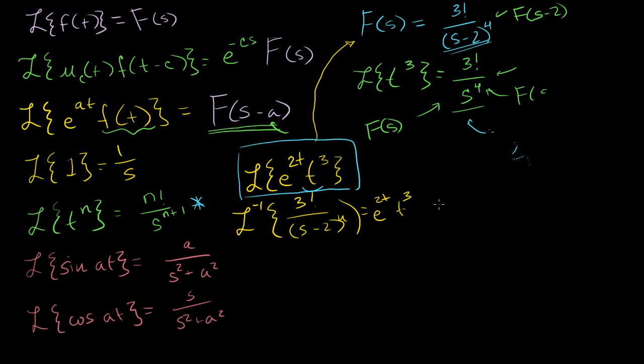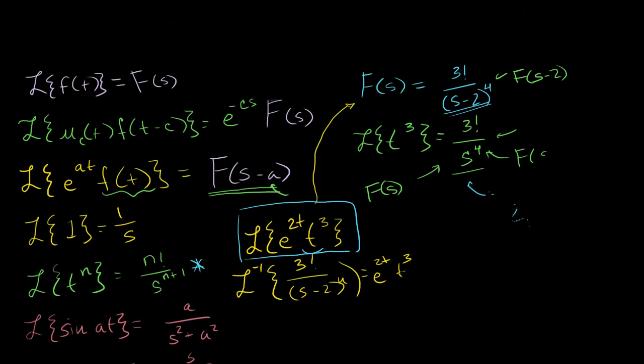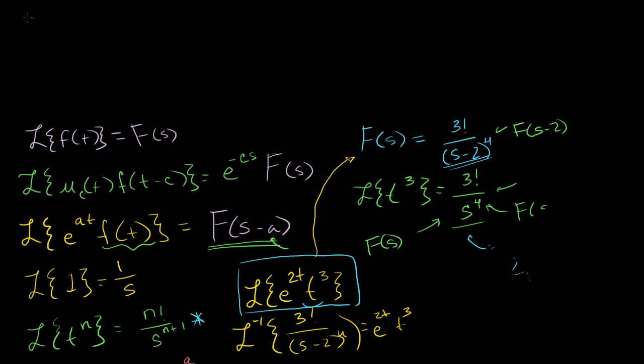The tool isn't working properly there. Let me scroll up a little bit. So I could write it right here. If I wanted to figure out the Laplace transform of e to the 2t times t to the third, I'll say, well, this e to the 2t, I remember that it shifts something. So if I know that the Laplace transform of t to the third, this is an easy one, is equal to 3 factorial over s to the fourth.